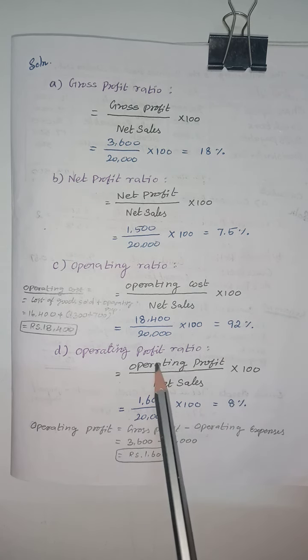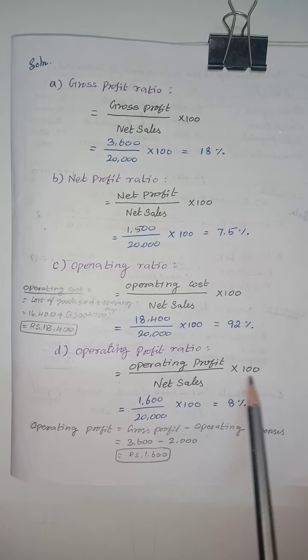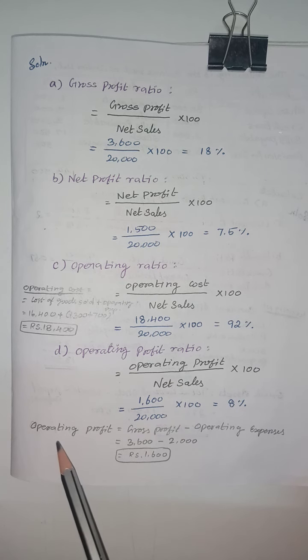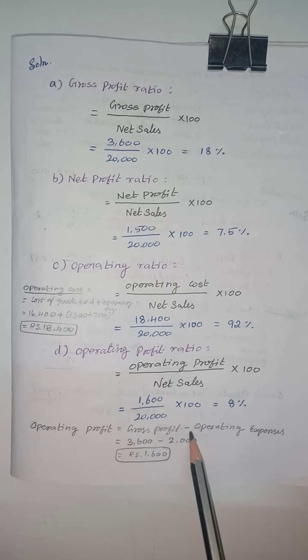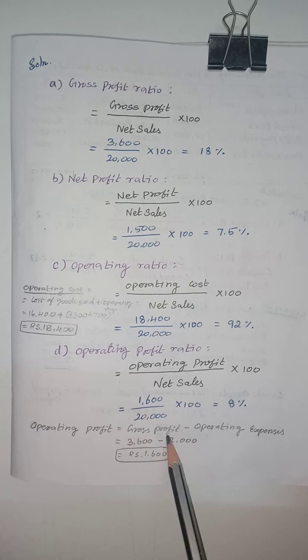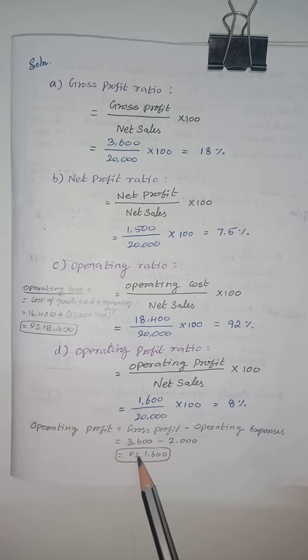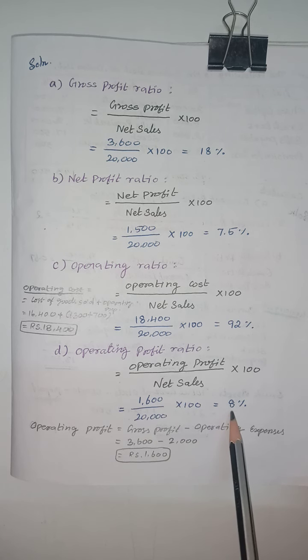Then operating profit ratio is operating profit divided by net sales into 100. Operating profit is gross profit minus operating expenses. So gross profit is 3,600, operating expenses is 2,000. So the operating profit is 1,600, then divided by net sales into 100. 8% is the operating profit ratio.